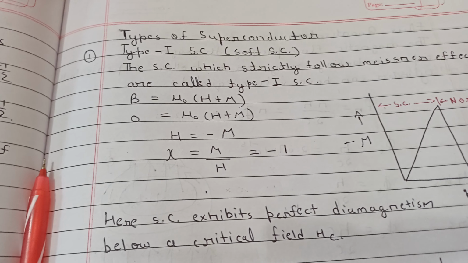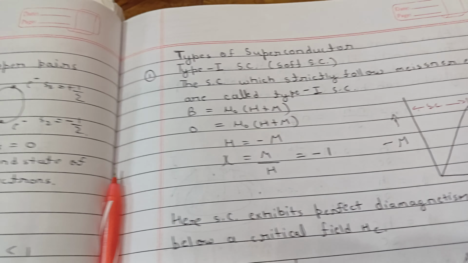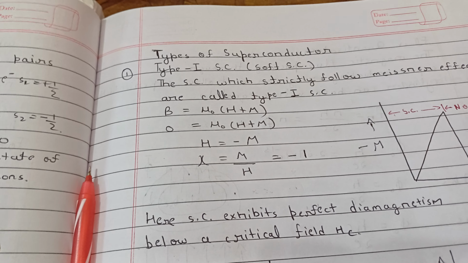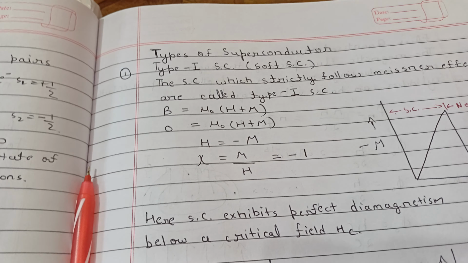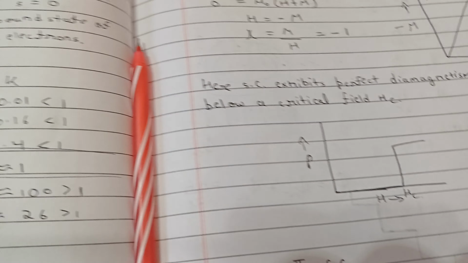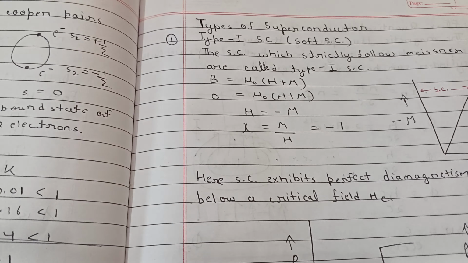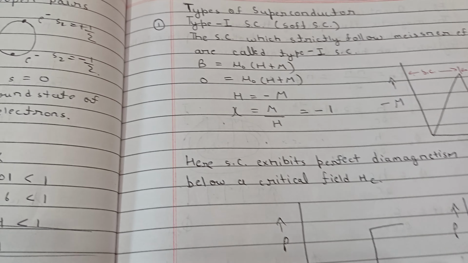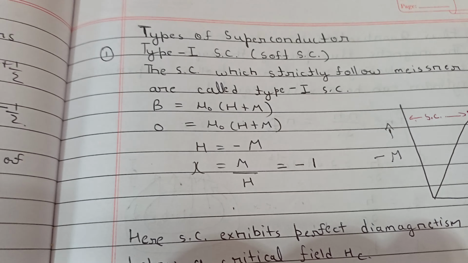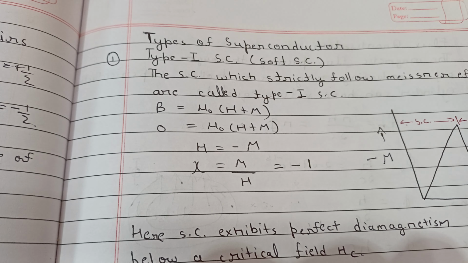Last time we studied the coherence length, London penetration depth, and the type 1 and type 2 superconductors, and there's some graphical representation up till here. Today we're going to discuss more about the type 1 and type 2 superconductors. Type 1 superconductors are also called the soft superconductors.